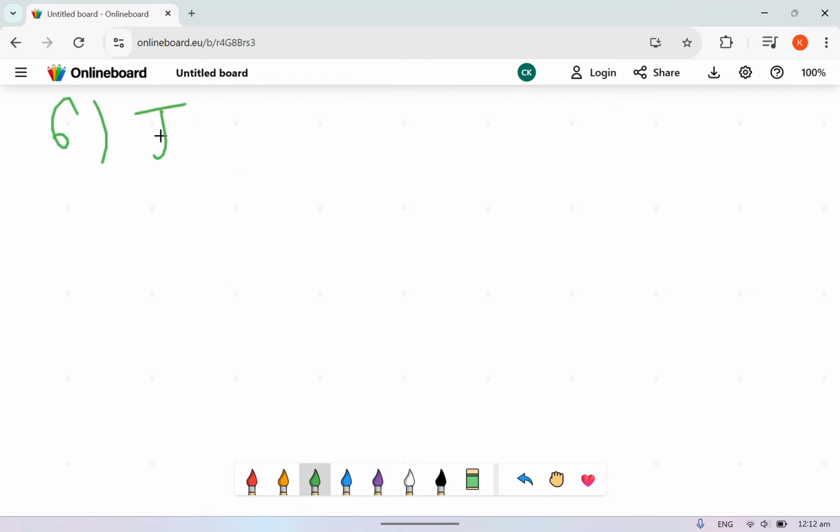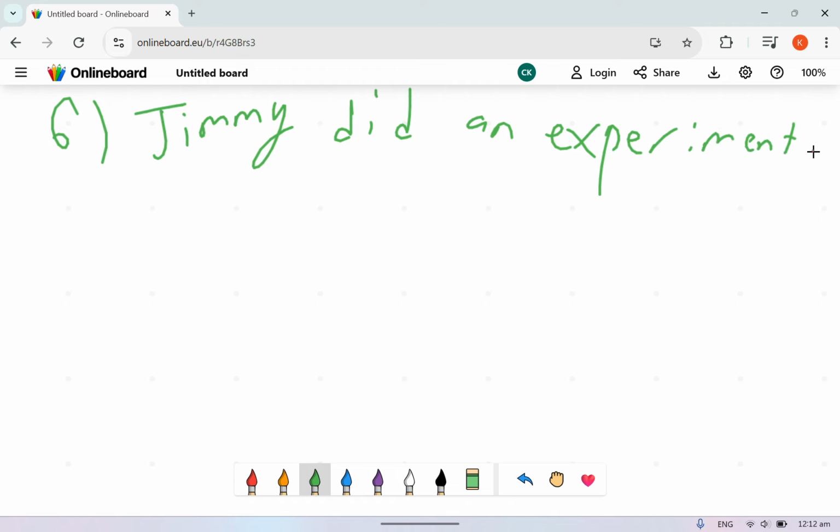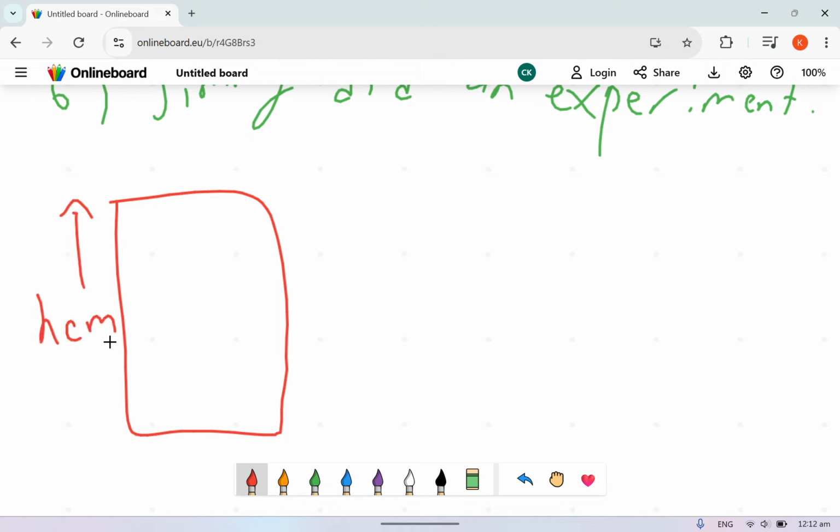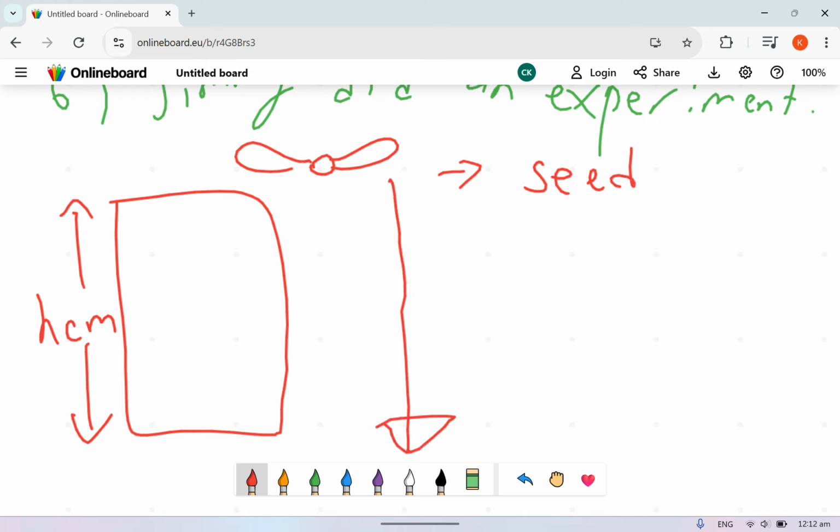Question 6. Jimmy did an experiment. Okay, this is sort of like a long form question. So let's listen to Jimmy's little experiment, shall we? He put this little seed and saw how long it would take for it to drop down to the ground. Okay, this is a little bit of biology here, but we are not going through biology, whereas the end is going to be tied back to physics.